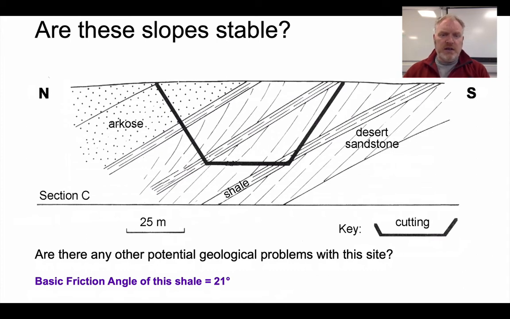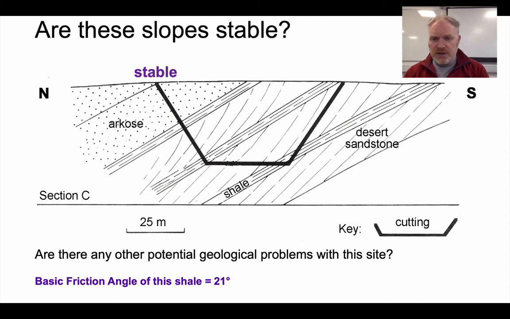On the north side of the cutting, we can see that the dip here is into the slope, so that's going to make that stable. However, on the south side of our cutting, we have some issues. The dip here is greater than 21 degrees, and we have the boundary between the shale and the desert sandstone daylighting into the slope.